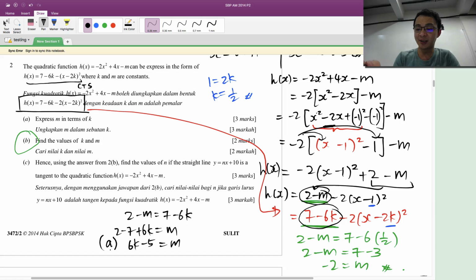And then this one is how I do for part B. Okay, so far so good. Is my k and m answer the same as yours? Should be, right?